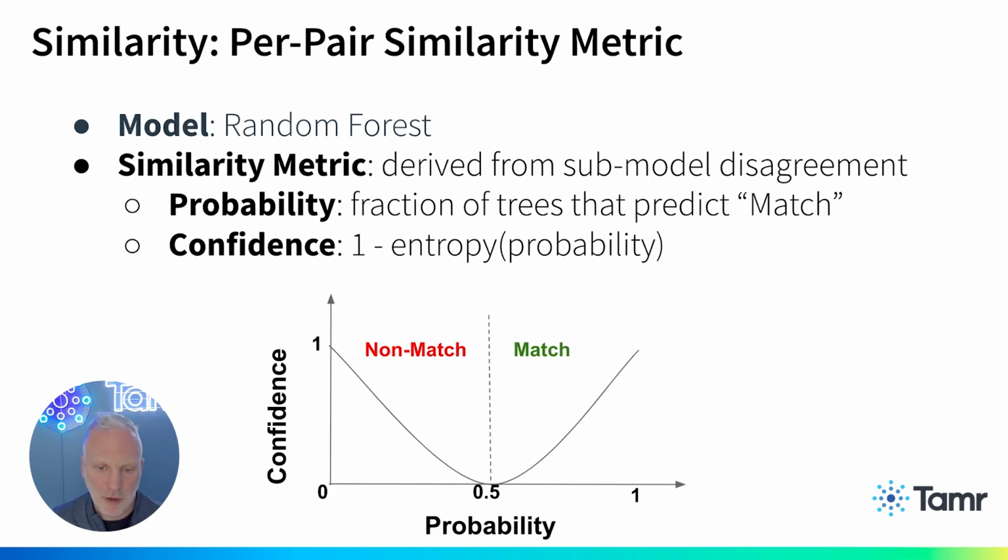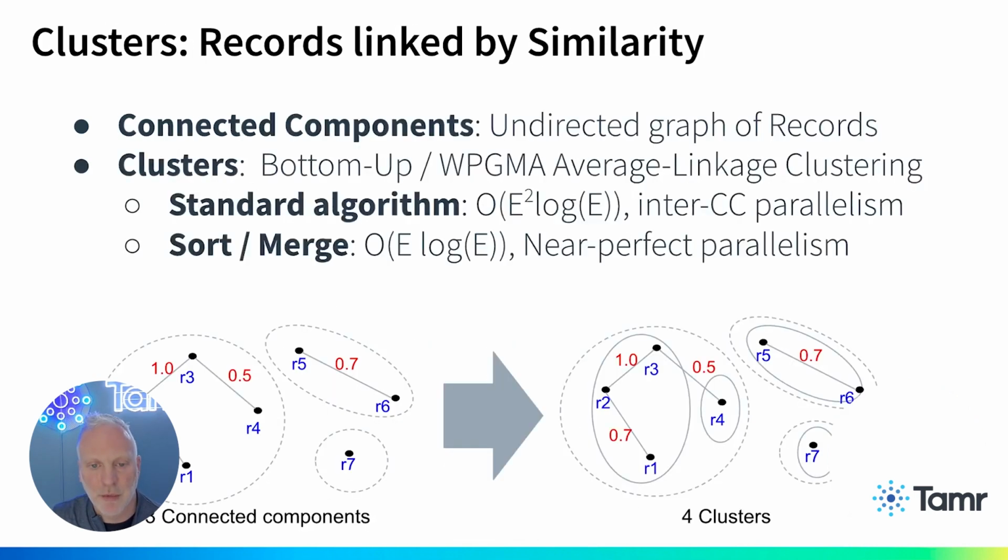One metric is a straight probability, which is the fraction of trees that predict match. That gives us a probability of match that ranges from 0 to 1. And then for clustering, and in particular intra-cluster and intercluster confidence metrics, we're going to use 1 minus the entropy of that probability as an information metric. So that's how we derive per pair record similarity from the per pair signals, which are the per feature similarity metrics.